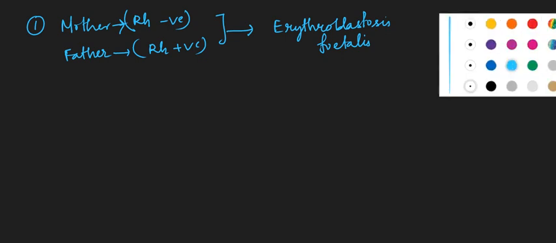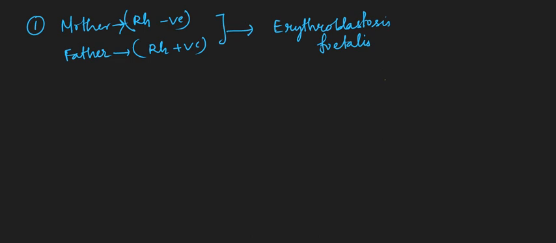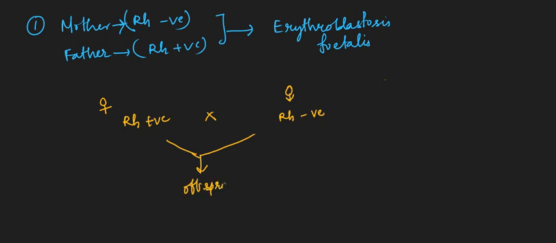See, we will do a simple crossing. We will reverse the situation. So let's say the mother is Rh positive and the father is Rh negative. So what will be the result? What about the offspring? The offspring will be Rh positive. Why? Because Rh positive is dominant over Rh negative. So the baby will be Rh positive. The mother has Rh antigen, the baby has Rh antigen. So there is no problem. No problem will occur. Clear?